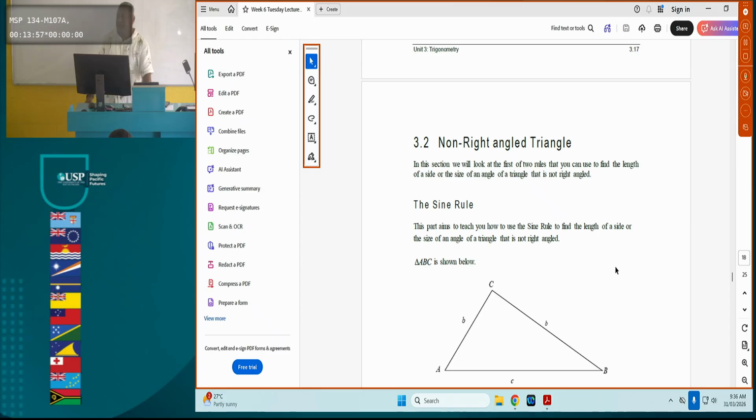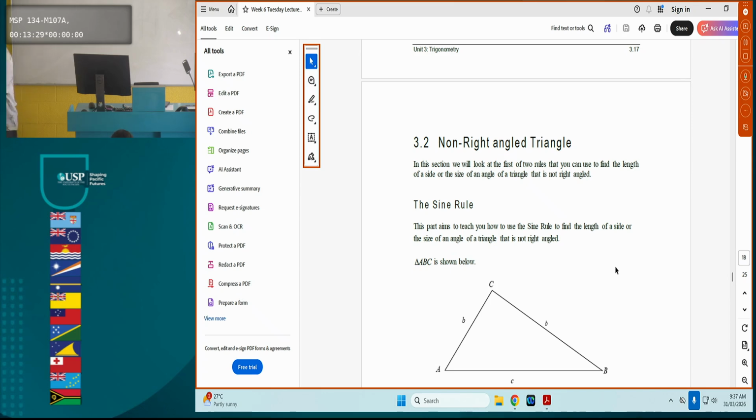What happens if the triangle is not a right angle triangle? We will use two rules. One is the sine rule, the other is the cosine rule. Now before we discuss the sine rule and cosine rule, this is what we will all do as a standard course.